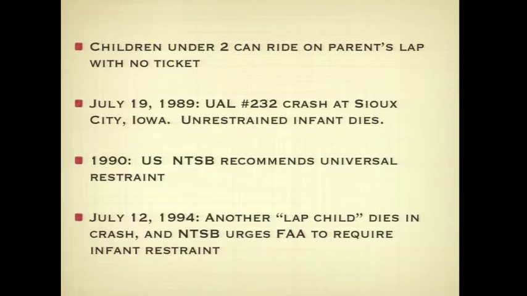Now let me work you through what happens as a result of this AAP position. The background is, if you're under 2, you can ride on a parent's lap. Then there's this crash. The NTSB, in examining the crash, agrees with the pediatricians and says that we may want universal restraint. So not just restraints for kids over the age of 2, but for all kids. And at that point, the NTSB urges the FAA, which is ultimately the only agency that can require this, to consider this infant restraint.